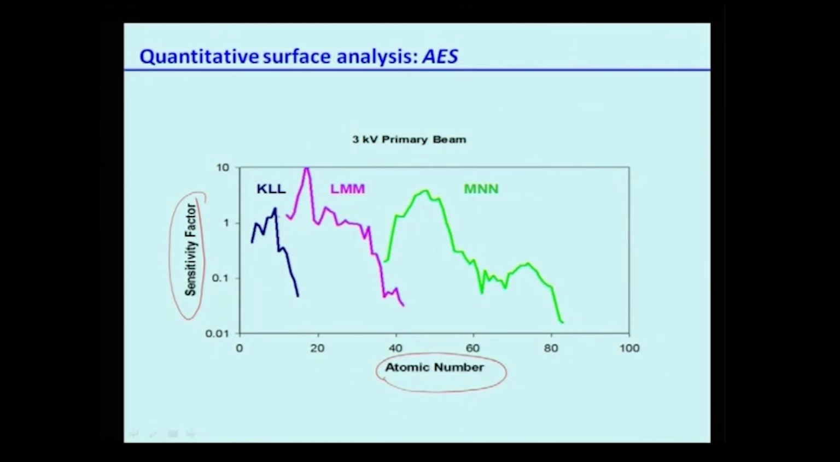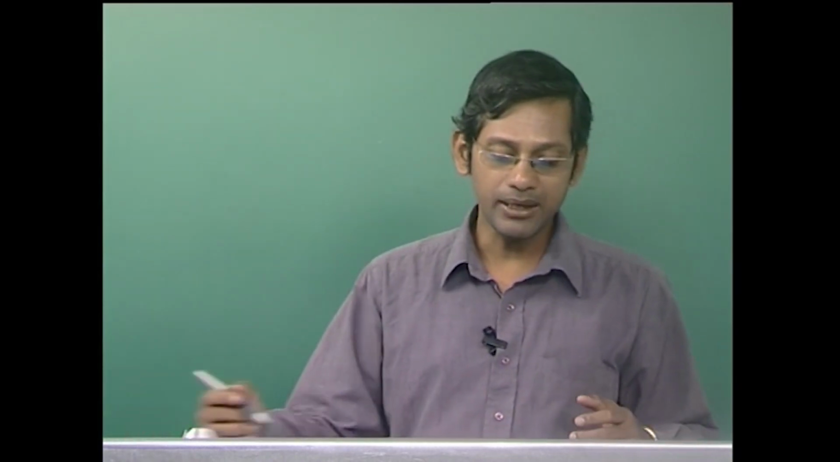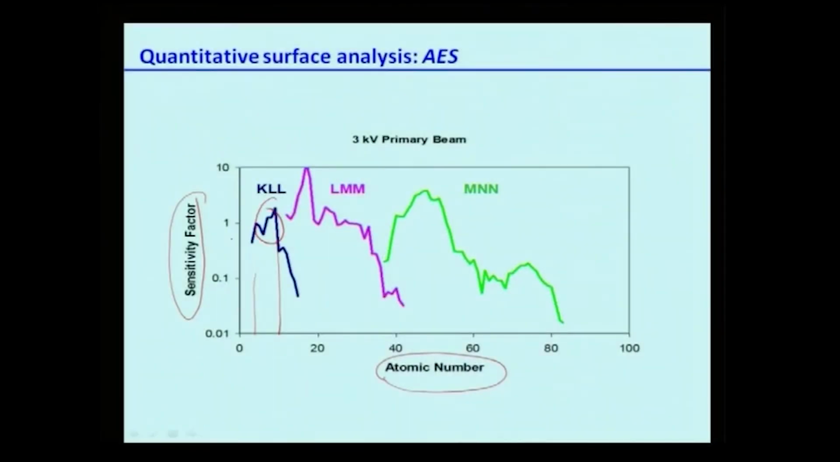For the KLL transition, the sensitivity factor will be much lower, and it is close to 1 for most of the elements you studied. This is very important because KLL transitions are normally seen for all elements with atomic number less than 16, which are lower than sulfur, and so the sensitivity factor is low. That means the quantification done for these elements by AES is much less precise.